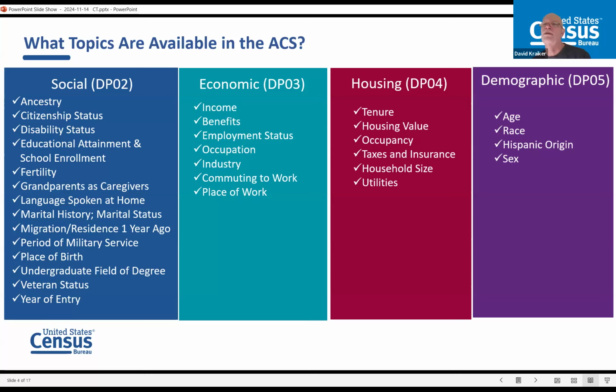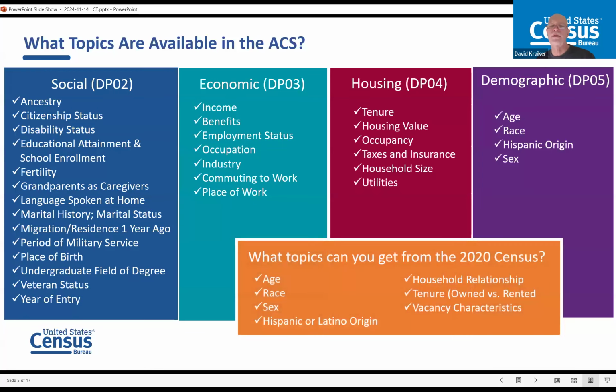And then we have over here DP05, that's demographic information. That's very basic information about age, race, Hispanic origin, sex, that sort of thing. Hispanic we do not view as a race, by the way. It's its own thing. Okay, this little orange box, that's what came out of the decennial census, the 2020 census. It's very similar to DP05 up here on the right, but slightly different, with a little bit more in there. But anyway, that is there too.